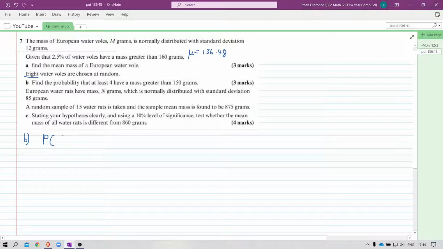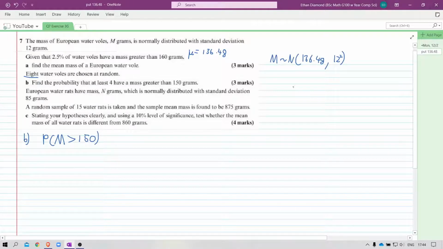Now, the probability of success and failure is going to be calculated using the normal distribution, M. So we worked out M has a normal distribution with parameters mu, which is 136.48, and with standard deviation 12, so the variance is 12 squared. We're going to work out M is bigger than 150. Of course, this is a continuous distribution, so it makes absolutely no difference if I use the strict inequality or the inequality with equality. It doesn't make a difference because it's a continuous distribution.